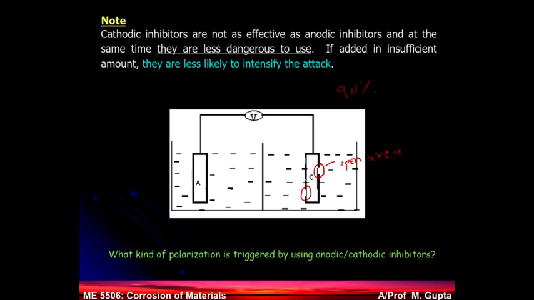Question here. What kind of polarization is triggered by using an anodic or cathodic inhibitor? Remember, polarization is the slowing down of the reaction. Whether you mask the anode or the cathode, you are slowing down either the anodic or cathodic reaction respectively. So what kind of polarization? Activation, concentration, or resistance polarization gets activated? Do you remember?